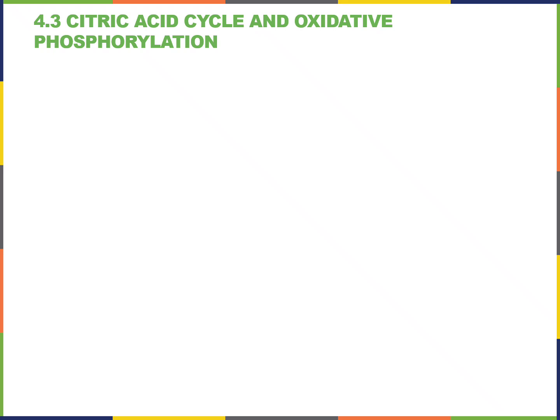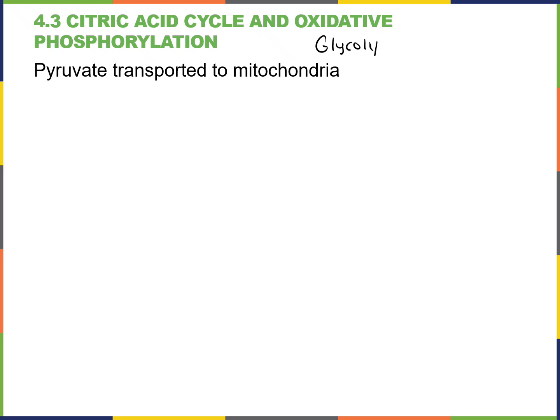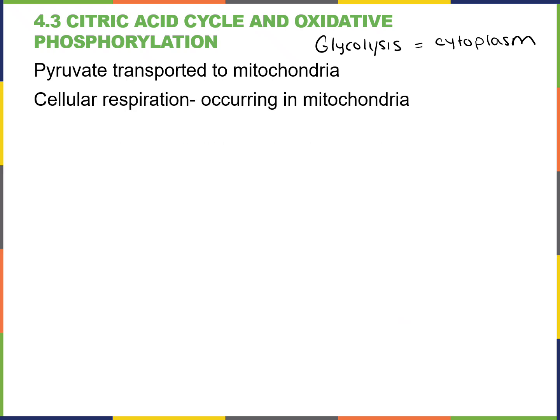Okay? So, first kind of things that start to happen when we leave glycolysis and start to enter the citric acid cycle. That pyruvate will be transported to the mitochondria because remember, glycolysis happens in the cytoplasm. So the pyruvate gets moved over into the mitochondria, and then cellular respiration, oxidative phosphorylation, electron transport, all the same thing will happen in the mitochondria.